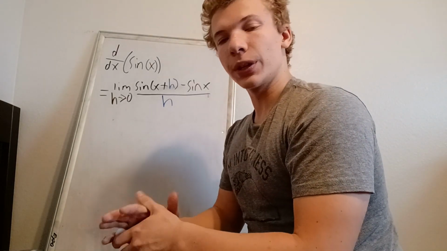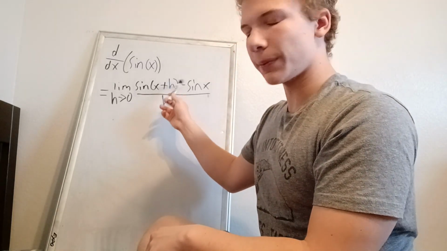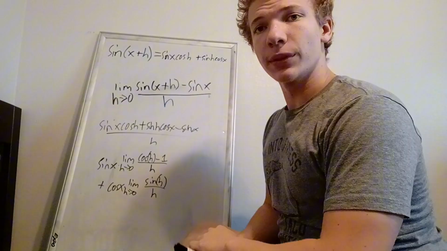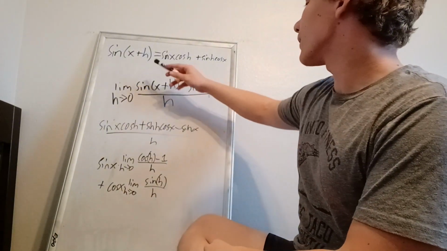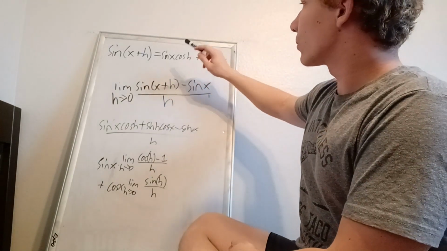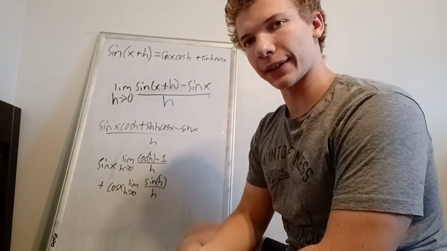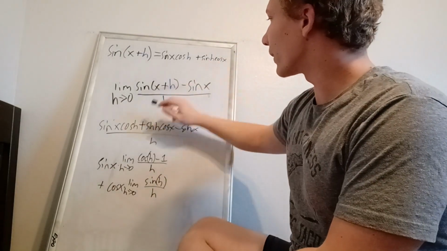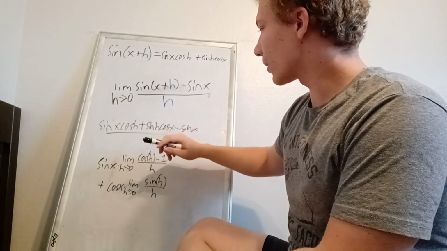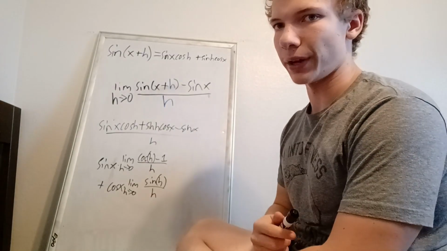So now we can use the sum of angle identity for sine to split up this x plus h. So we know the sum angle identity is like this. Sine of, we're just going to use x and h here, x plus h is equal to sine of x times cosine h plus sine of h times cosine x. All right? We sub that into our limit. We have sine x cosine h plus sine h cosine x minus sine x all over h.